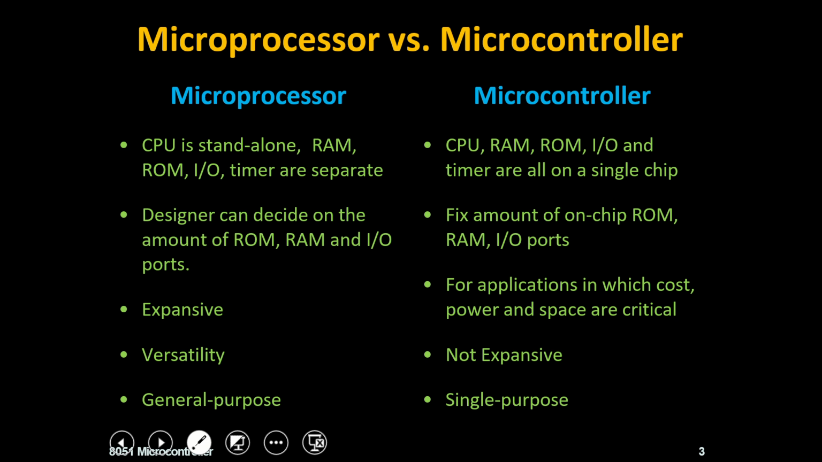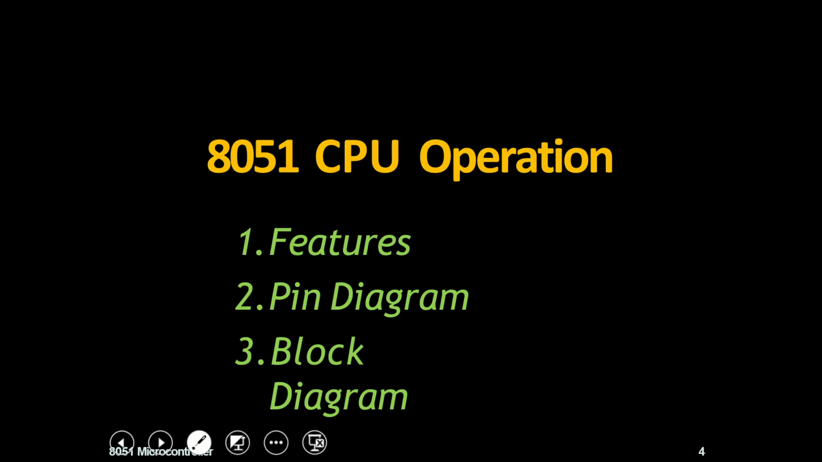So the microcontroller is best suitable for cost, power and space critical applications. A microprocessor has versatile applications and is used for general purpose applications, but a microcontroller is not expensive but only used for specific applications, that is single purpose applications.